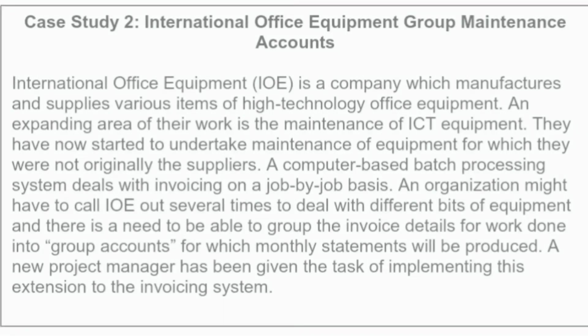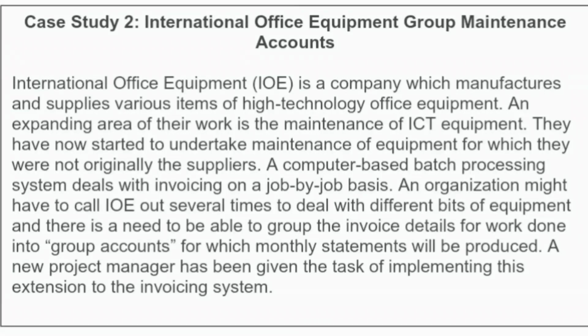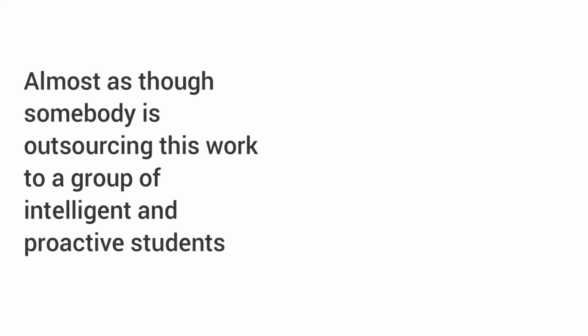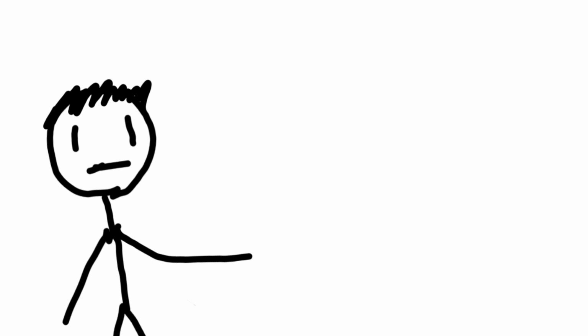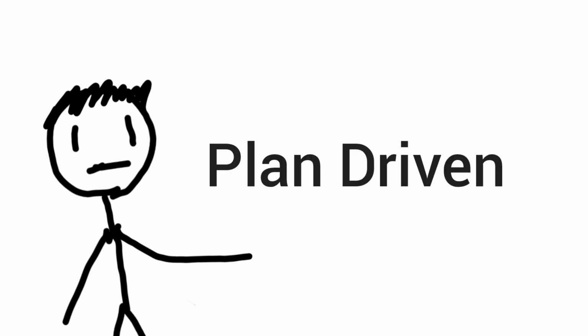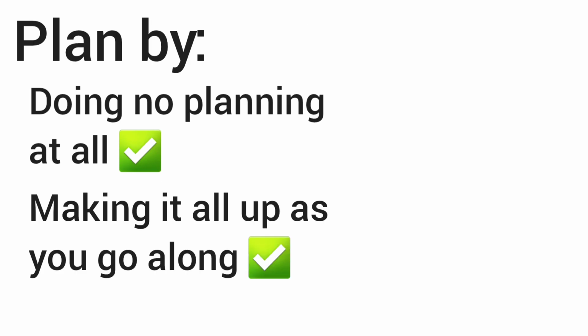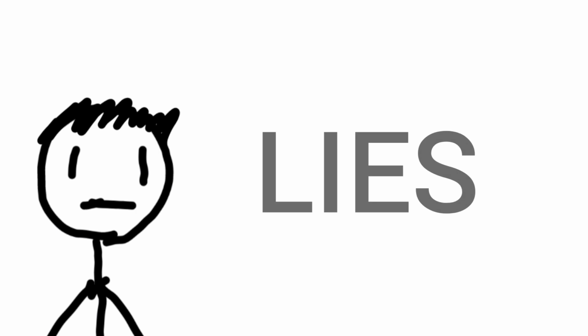It almost looks as though it could have been directly implemented into a contracting company's currently operating invoicing system, almost as though somebody is outsourcing this work to a group of intelligent and proactive students. And Eddie. Because of this, it is almost automatically decided that this project would take the normal plan-driven approach. There is also a third hidden planning option known as spicy planning, where you plan by doing no planning at all and making everything up as you go along.